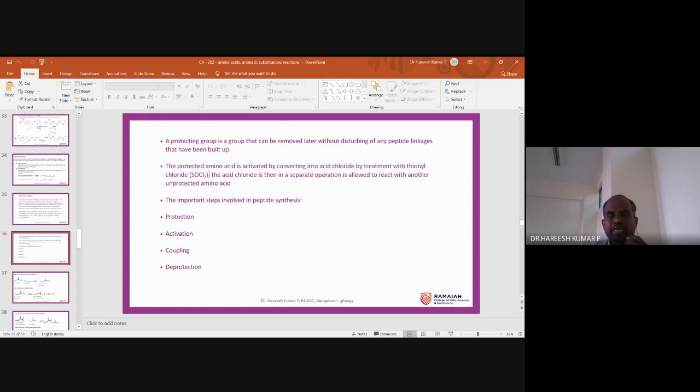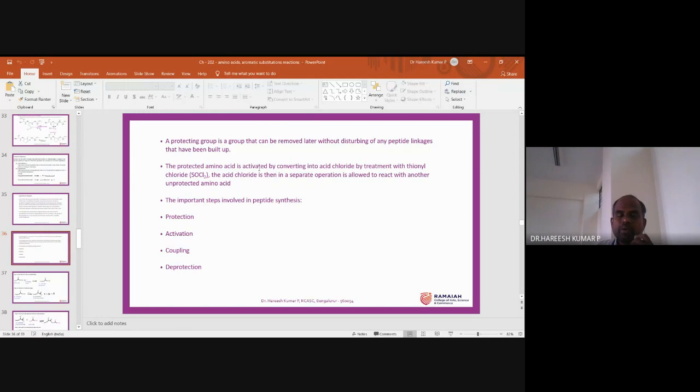Here, after protecting the amino group of the amino acid, that protected amino acid is activated. So the protected amino acid has a carboxylic acid group. When the carboxylic acid group is treated with the amino group of another amino acid, a reaction happens and the product peptide is obtained.